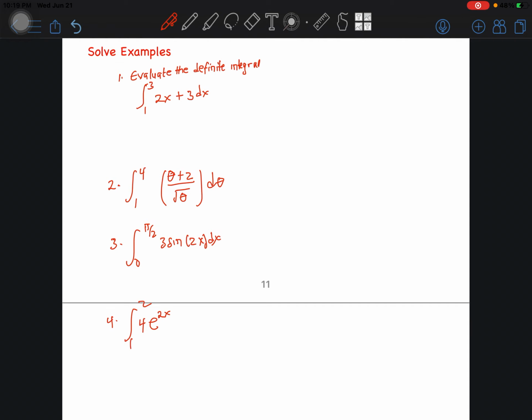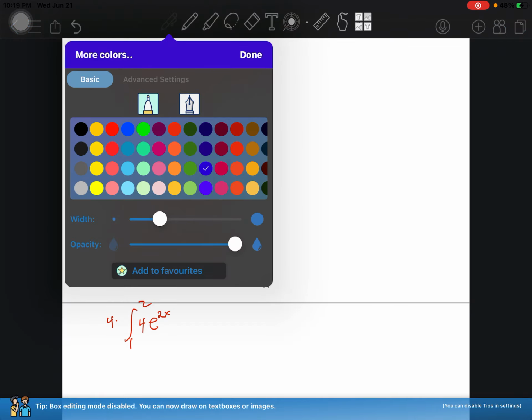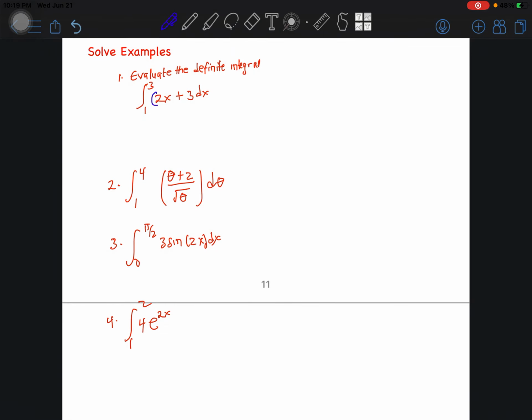So now let's solve some cool examples on definite integrals. The first example is: evaluate the integral with limits 1 to 3 of (2x plus 3) dx. Remember this is in the brackets, or dx. I'll use this example to illustrate something small for you to understand things clearly.